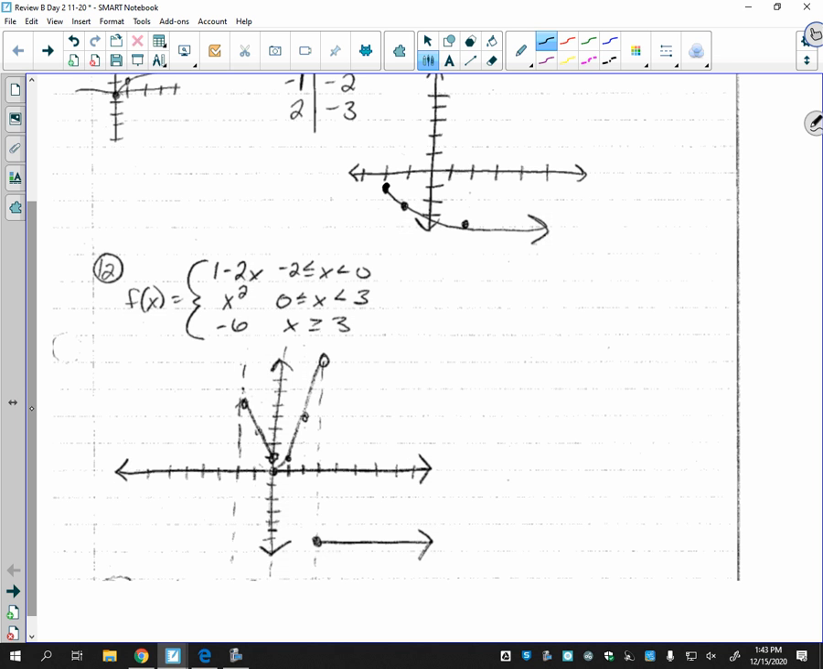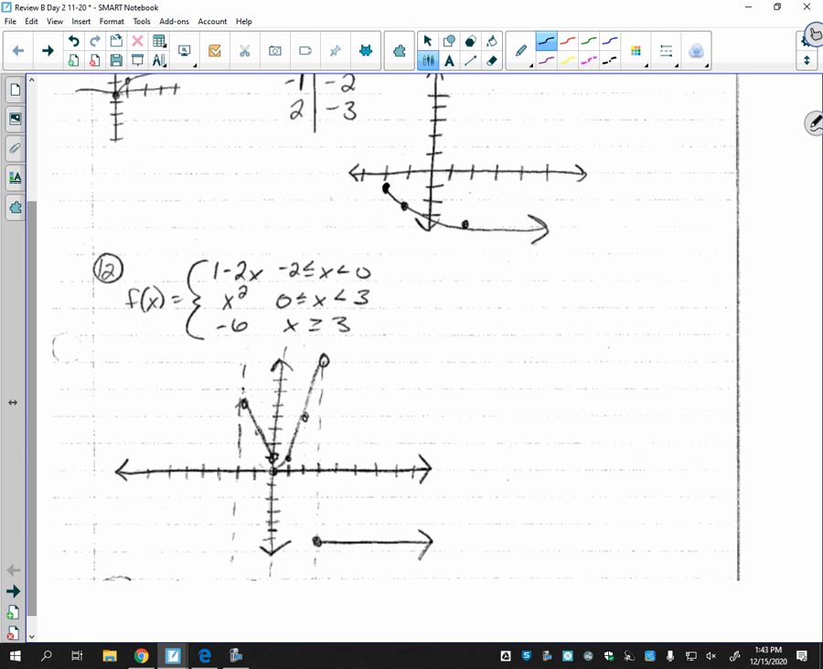Number 12 is a piecewise function, which we also did very early on in the semester. Piecewise functions always stress people out because they look scary, but remember, it's just more than one equation graphed on the same graph. So remember that this part here is just breaking your graph up.